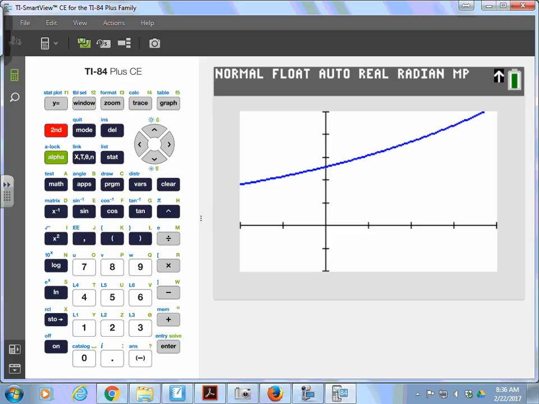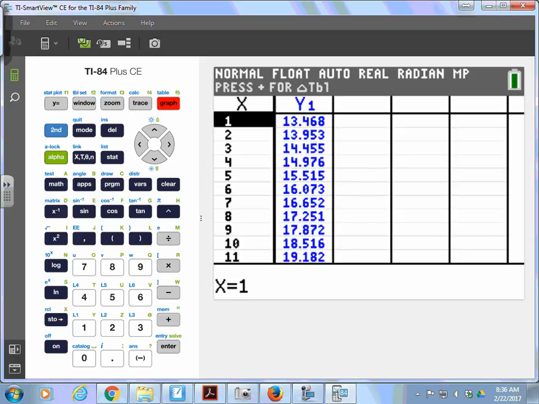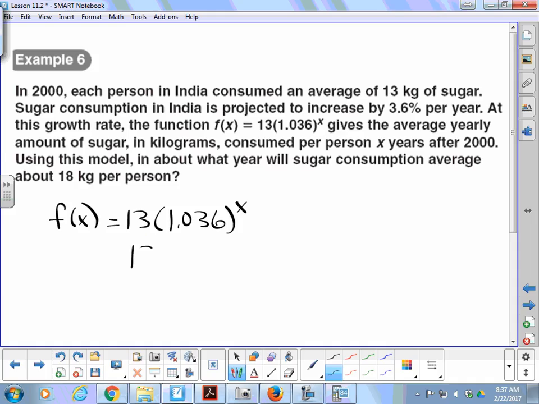Okay, so we go to our table then. See if we can find 18. And 18 looks like between 9 and 10 on mine. Okay. So we would say in about 10 years, the sugar consumption in India will be about 18 kilograms. Now, can we find the exact value though? All right, we can. So here's what we want to do: we're trying to solve this equation. When does this equal 18? Is what we're actually trying to solve.